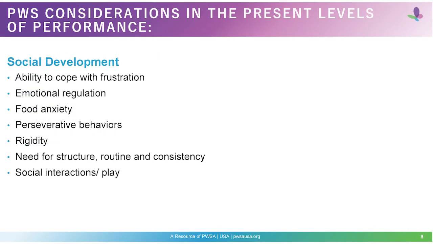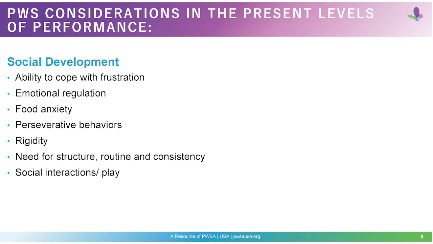Looking at social development, obviously there's a lot of things about Prader-Willi. It's not just about, do they play with other kids and do they get along? The reality is there's so many factors about Prader-Willi that can impact both their engagement with other people and how they interact with the classroom. And I'm sure that if you look through that list, there's things that stand out to you in terms of your child. How do they cope with frustration?